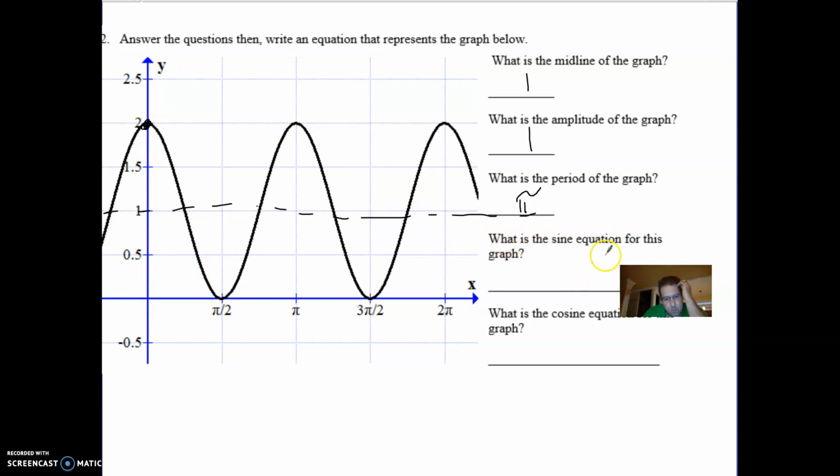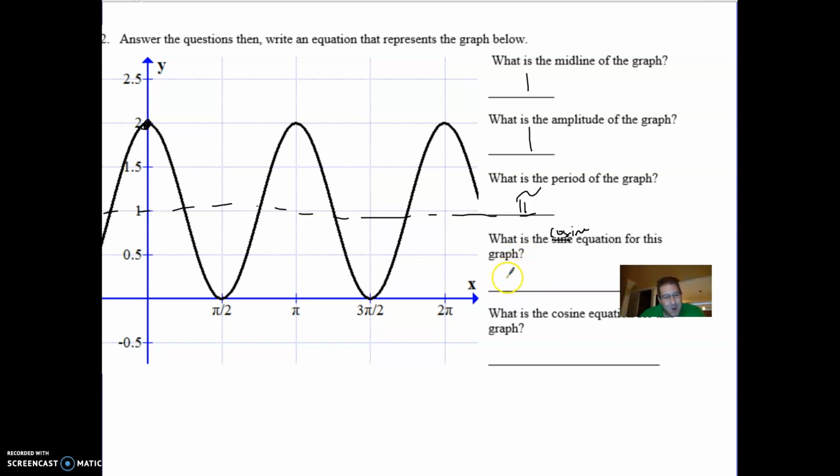What is the sine equation for this graph? Okay, so a little bit confusing there. So I'm going to change that to cosine. And I know you could do a sine equation for this graph, but that would require transformations, and I'm not going to get into that right now because that's a little too advanced for this step of the video.